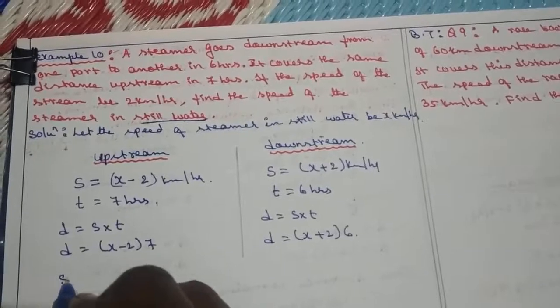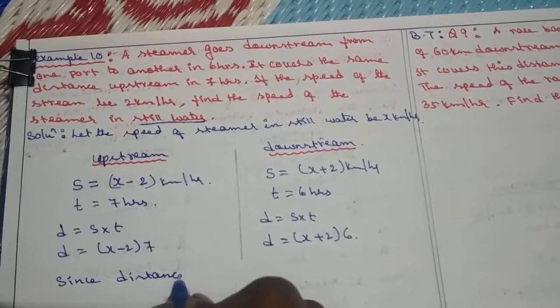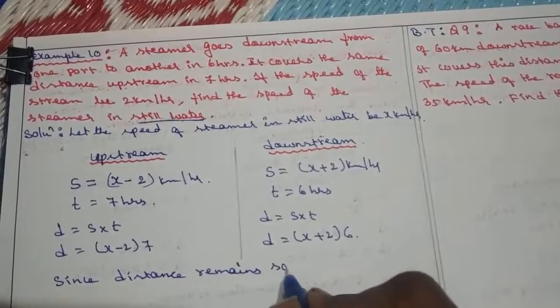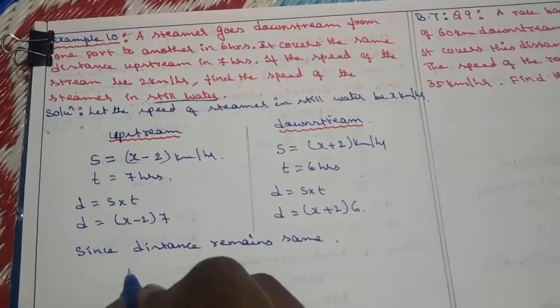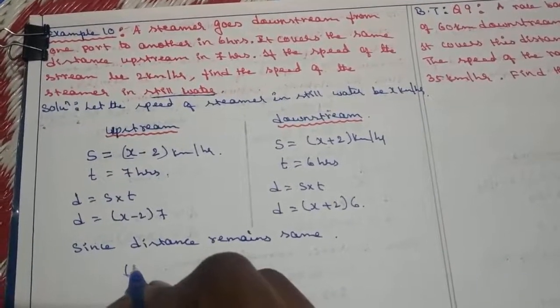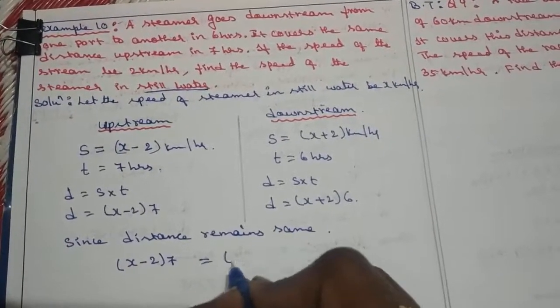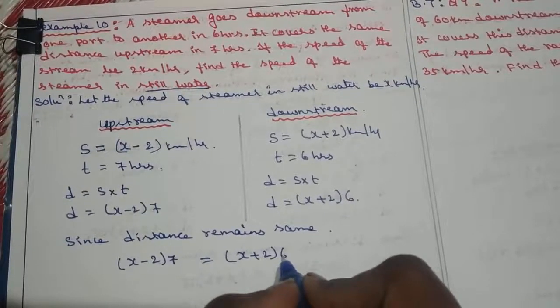So since distance remains same, therefore, so distance from the upstream is x minus 2 into 7 equal to distance from the downstream is x plus 2 into 6.